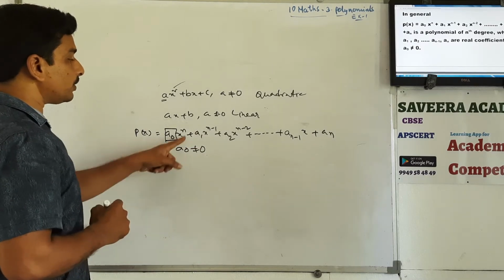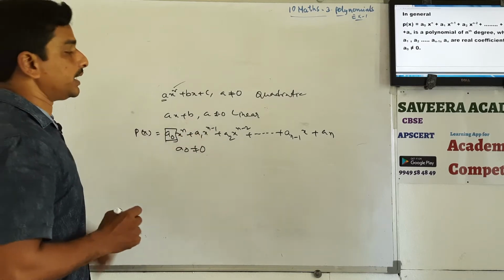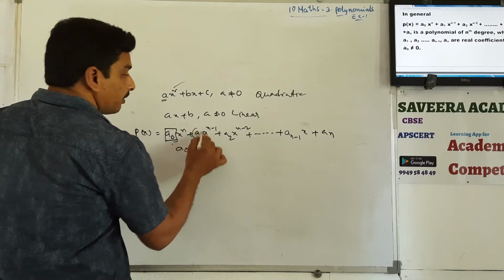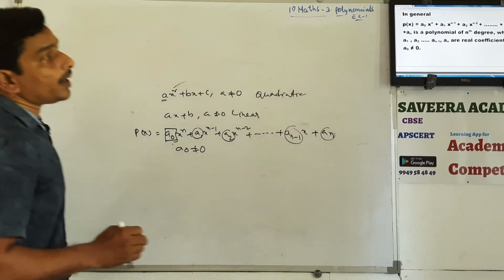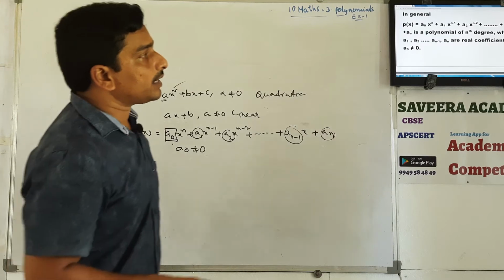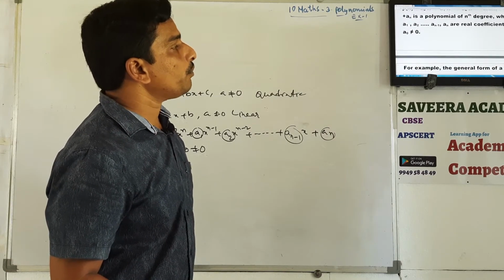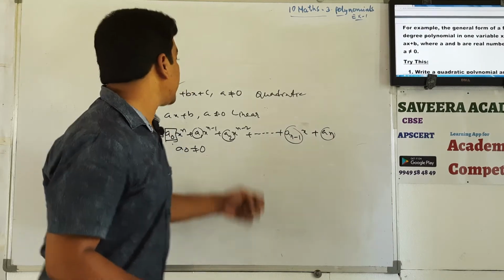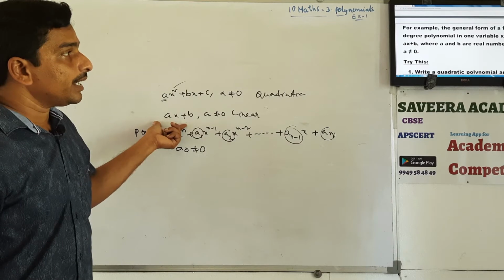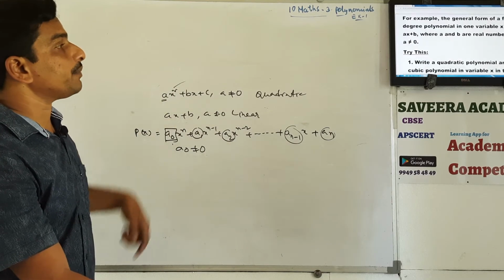If it is equal to 0, this term is terminated, not there. From here onwards you have to consider in such a case. Here a naught, a1, a2, a n minus 1, a n, these are all the real coefficients you have to understand. This is the general form of a polynomial. For example, the general form of a first degree polynomial is ax plus b. Second degree, ax square plus bx plus c, like this.